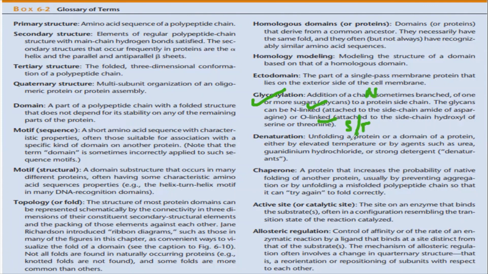Then denaturation, that is the unfolding of a protein structure. This can happen when you increase the temperature or introduce chemical denaturants like urea, detergents, or guanidine hydrochloride. Now, what is a chaperone? It helps in the folding of the protein. There are many proteins which act as chaperones, for example HSP60, HSP70, and HSP90. We will study this in the cell biology part when we talk about protein sorting.